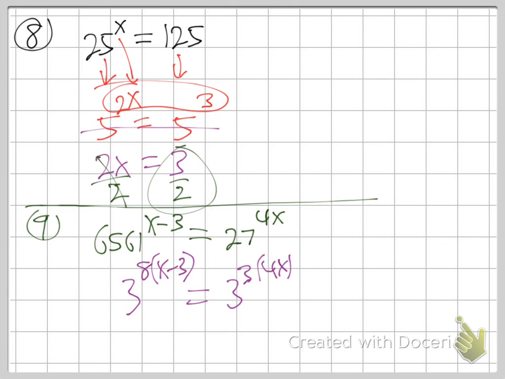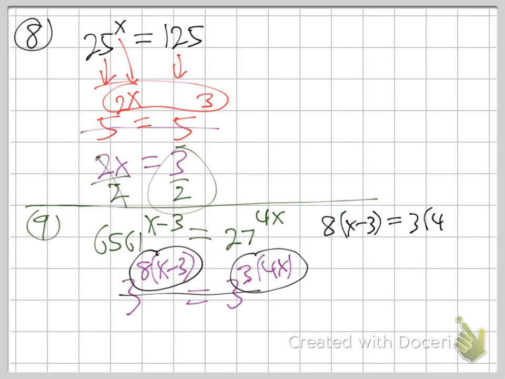Now that we've made the bases the same, we can chop them, right? So chop those bases, keep going, I'll let you finish that one. All right, so now we can cut out the bases. Because if 3 to something equals 3 to something, those somethings, those powers, have to be equal, don't they? So 8 times x minus 3 is 3 times 4x. And what do we get? Boom, boom. 8x minus 24 is 12x.